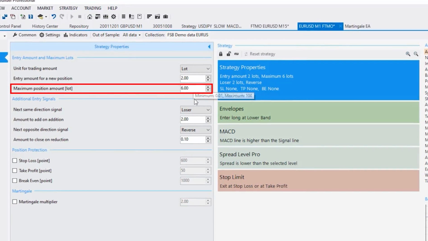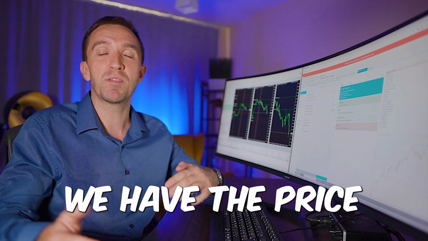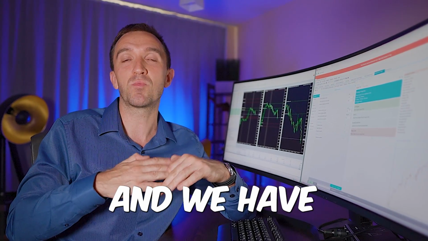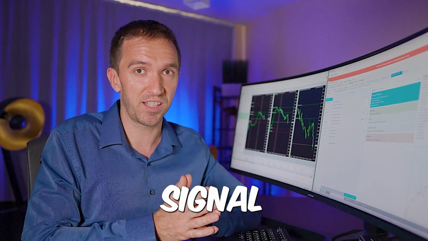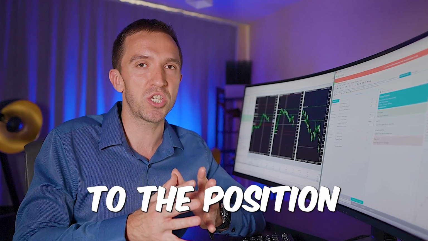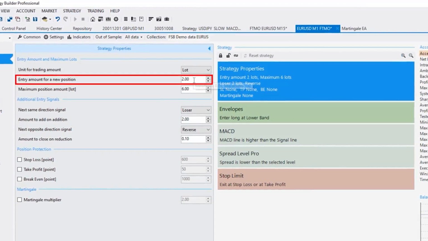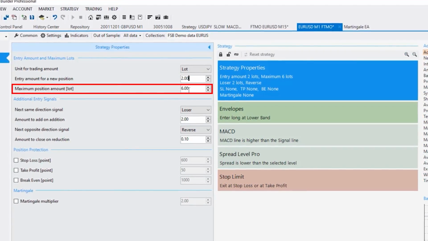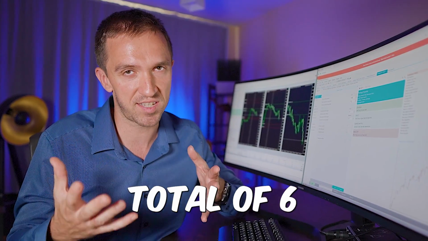I have added the option to add to the position, so whenever the price touches the lower band of the envelopes and we have a consecutive same directional signal, it will add to the position, and you can control how much to add in total. So if you keep the default settings, it will open the first trade with 2 lots, and then it would add a maximum of 2 times, which will make it a total of 6 lots.